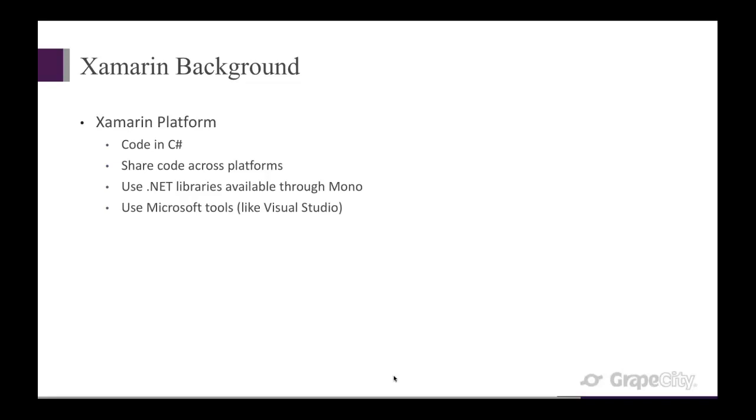So as far as Xamarin goes, obviously you're writing code in C#. You can share code across platforms, especially now with Microsoft making this push towards .NET Standard. You can really share code across platforms if you write according to that spec. You can use .NET libraries available through Mono. Use Microsoft's tools like Visual Studio, obviously. And you get to develop apps for iOS, Android, UWP, and Mac. And like I said, now you can tag on, say, Tizen, Linux. They're even expressing some interest in doing WPF in the future.